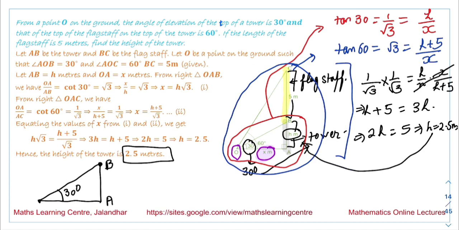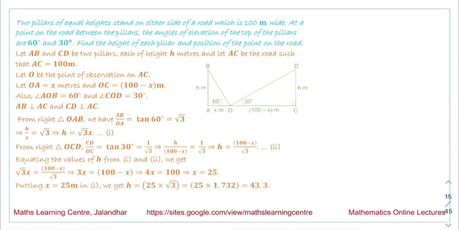Next is: two pillars of equal height stand on either side of a road which is 100 meters wide. So we are talking about a road, AC. This road is 100 meters wide and two towers of equal height are on both sides of this road. We are saying this is AB and this is CD. These are the two towers on both sides of this road and their height is the same. We are saying their height is h meters.